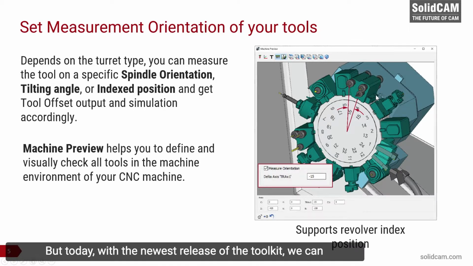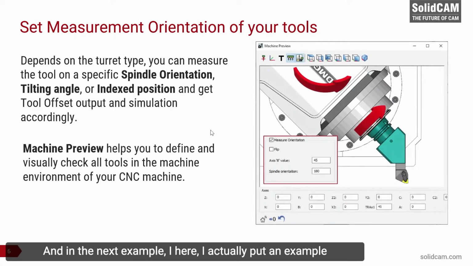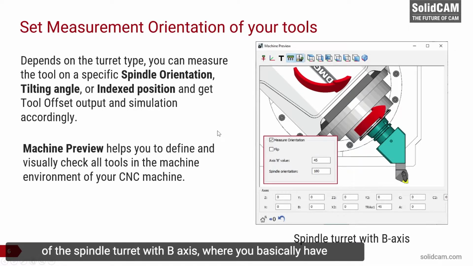But today, with the newest release of the toolkit, you can set your machine to a specific machine orientation and measure your tool accordingly. And in the next example, I put the example of the spindle turret with the B-axis, where you have an option to measure your tool under a specific B-axis value or spindle orientation. I'll show you these things in the example as well.